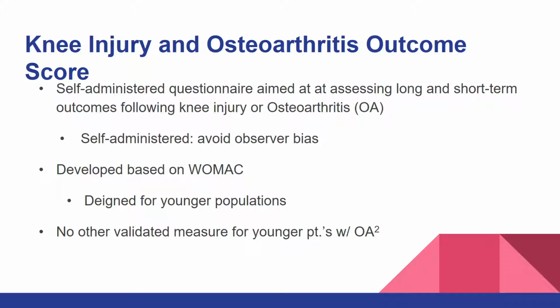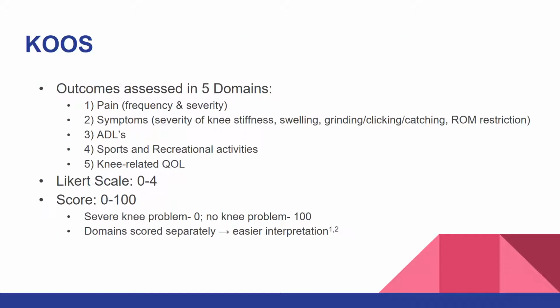The WOMAC is mainly used for elderly patients with knee osteoarthritis, but there were no validated measurement tools for younger patients who may have had OA post-injury or trauma. So that's the reason that the KOOS was developed. It's for younger and more active patients.